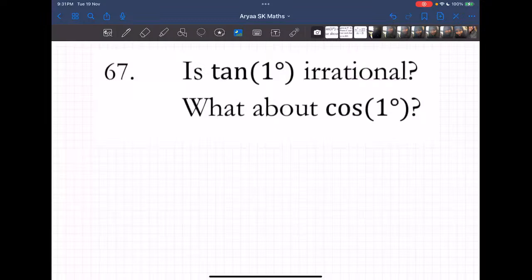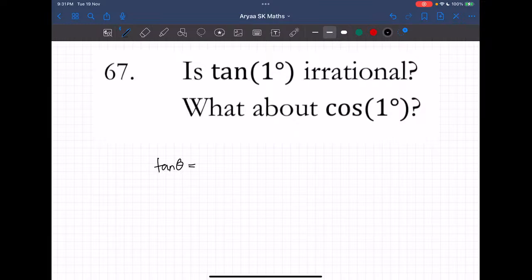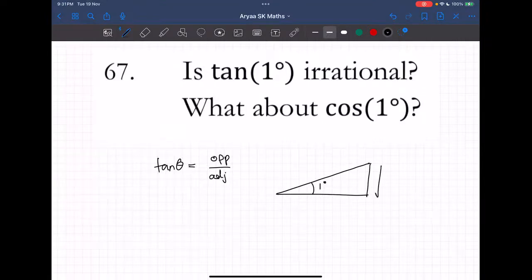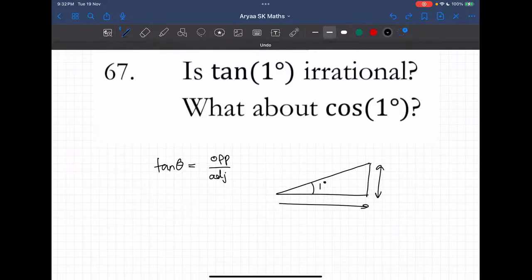So, how will we think about this? I know that tan of theta is equal to the opposite side over the adjacent side. And I'm thinking about a right angle triangle here. So, in a right angle triangle, if we say this is 1 degree, then tan of 1 degree is the ratio of opposite over adjacent.